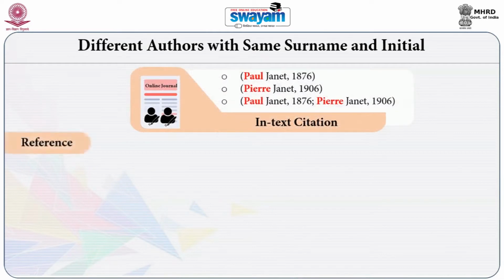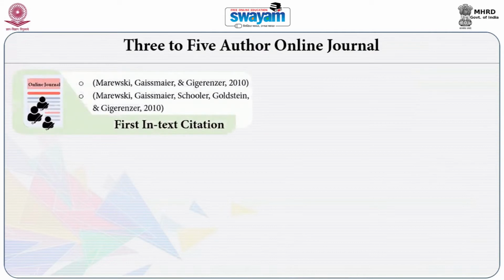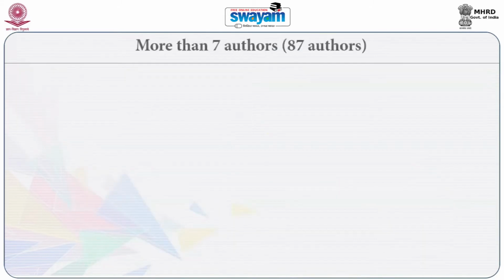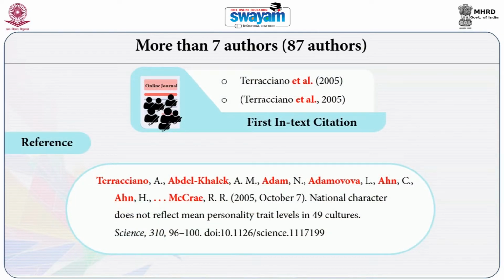Now we will see examples of a one-author online journal and a two-author online journal, where the authors are separated with the ampersand as displayed on the screen. Now we will see a 3 to 5 author online journal example.